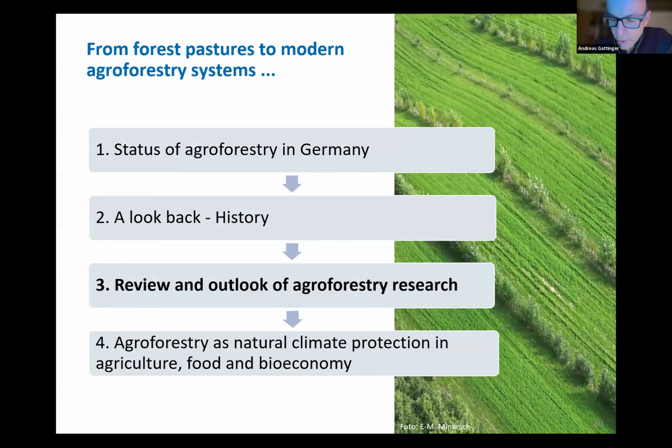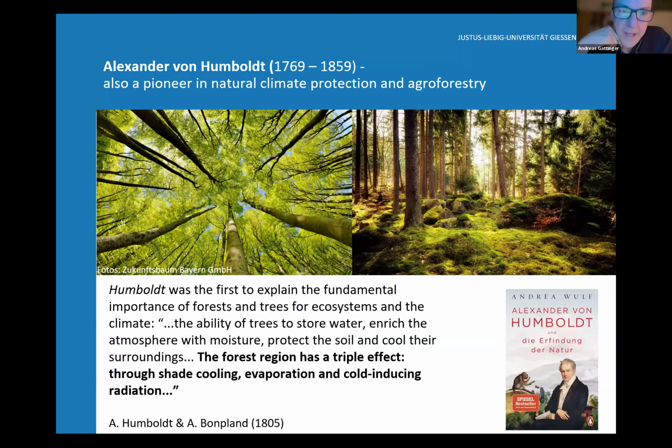And when we look at how agroforestry research started, you can name Alexander von Humboldt, or I do at least, as a pioneer, maybe also inventor of natural climate protection, and of the importance of trees and agroforestry. On his trip to Venezuela in 1805, he wrote that the forest region has a triple effect through shade, cooling evaporation, and cold-inducing radiation.